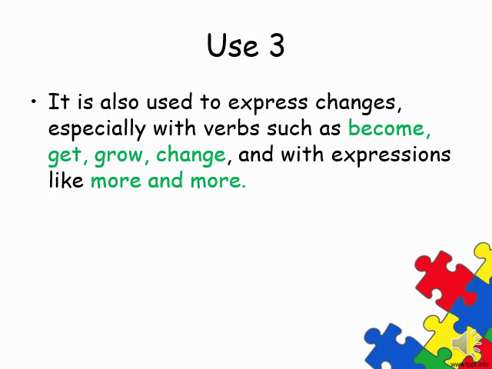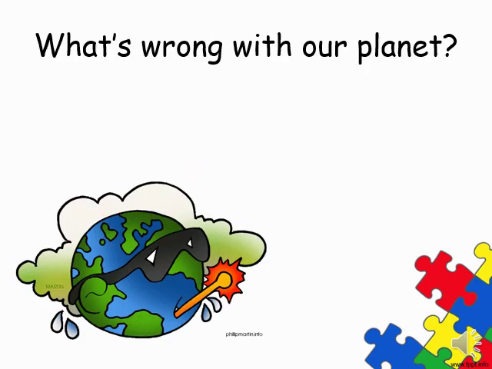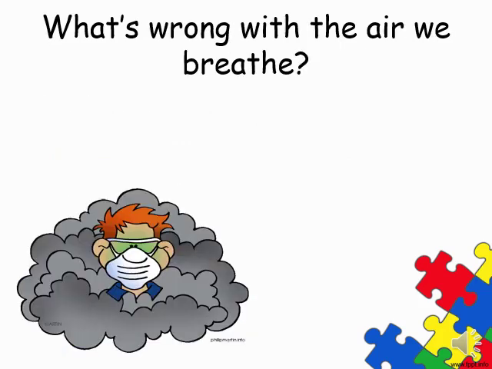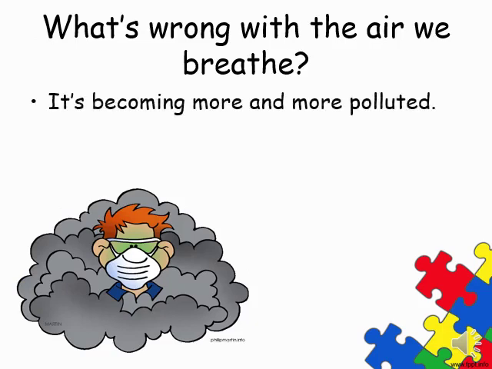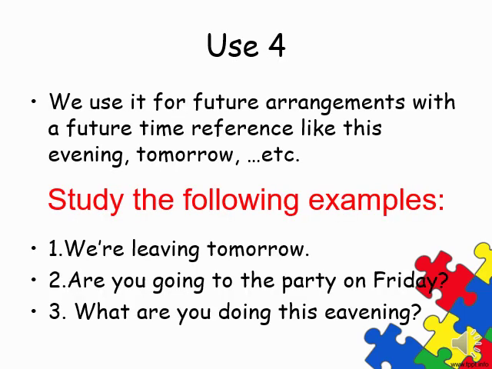It is used with verbs like become, get, grow, change, or more and more. What's wrong with our planet? It's getting warmer. So here it's getting warmer. I'm talking about changing. It's changing. It's getting warmer. What's wrong with the air we breathe? It's becoming more and more polluted. So here it's becoming more and more polluted.